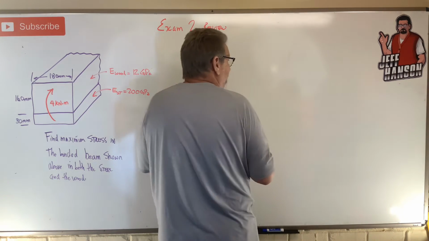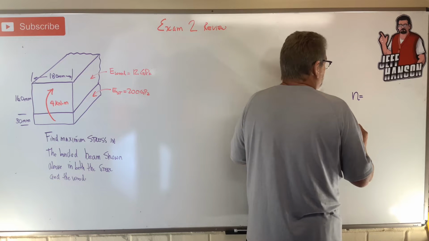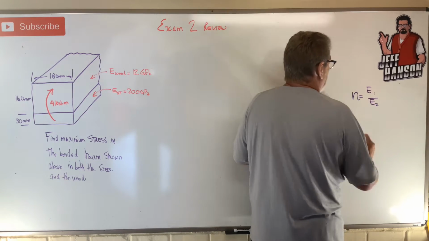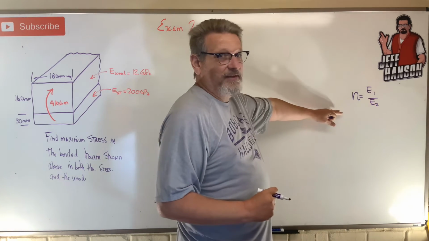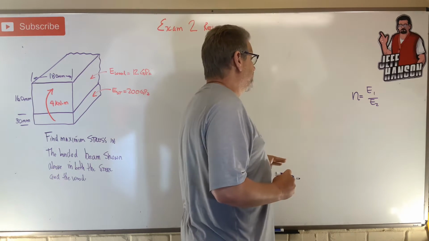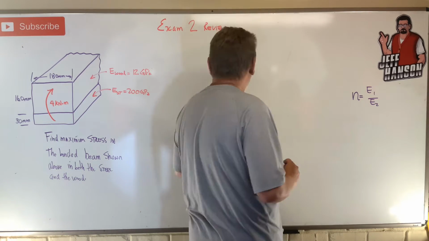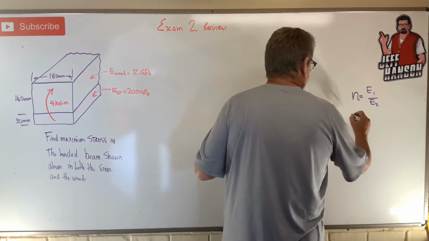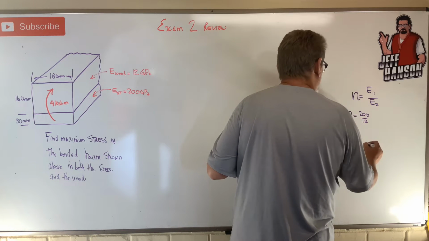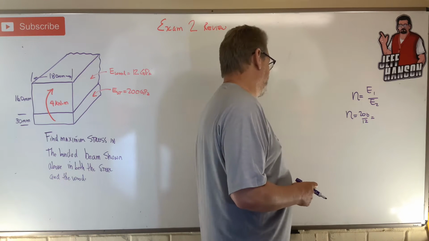If you remember how to do that, we use the old n trick, don't we? Which is E1 divided by E2, right? Take one material's modulus of elasticity divided by the other. Now, I like to have the big one on top always, so that when I divide, I get a number bigger than 1. So n equals 200 divided by 12. They're both gigapascals.